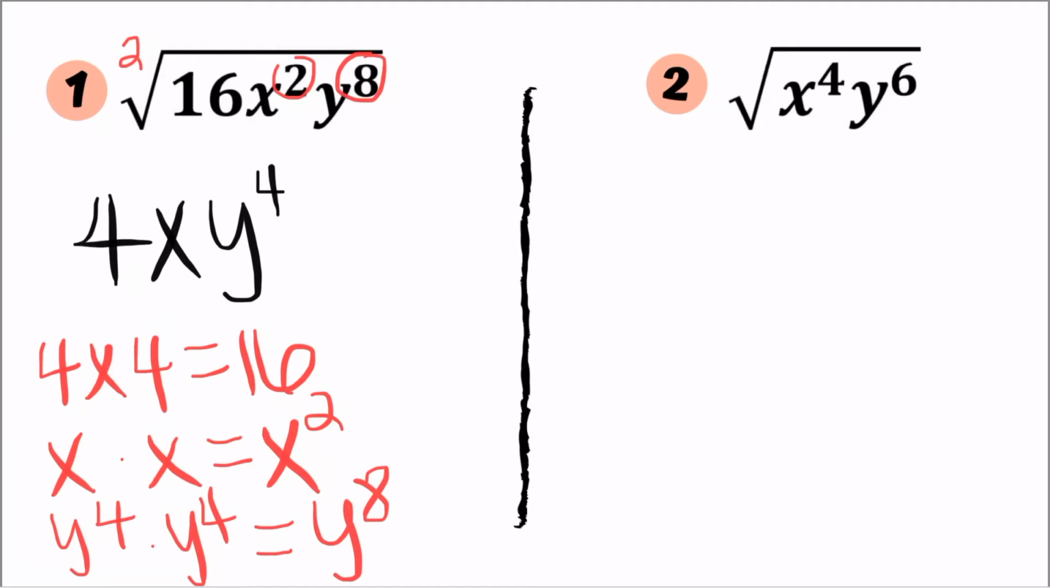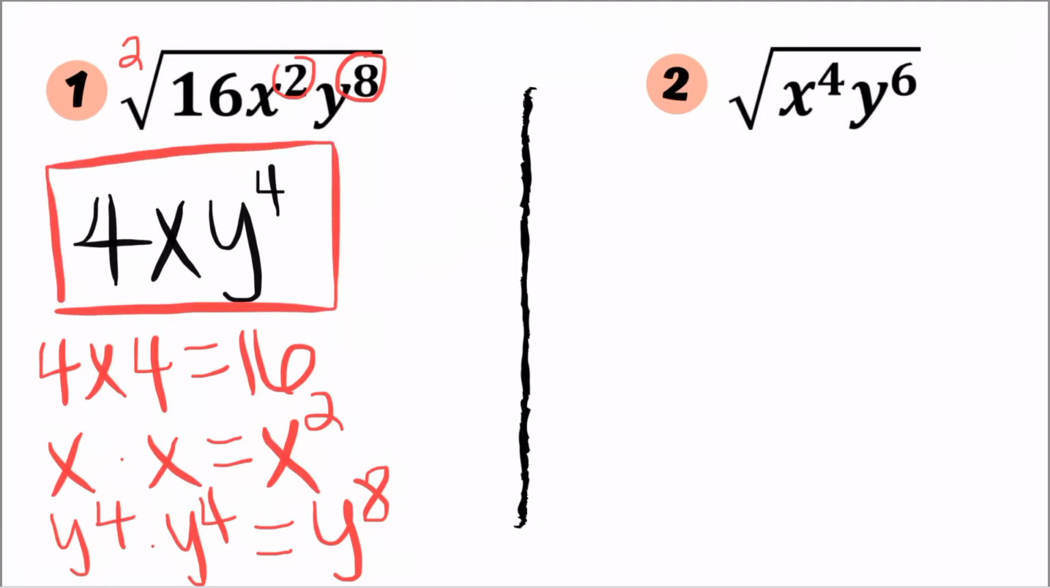And so that's the reason why we're dividing by the index. That helps us break down the radical. So that is my answer: 4x y to the 4th. Let's look at number 2.